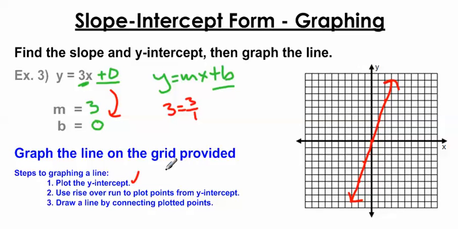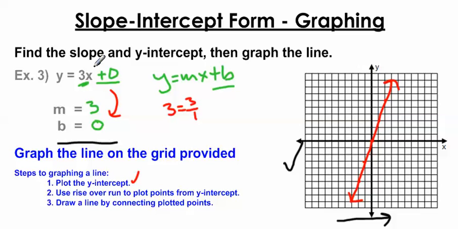And so let's double check this. Is the slope positive? Is it going up from left to right? Yes, so it's positive. The slope is 3, which is 3 over 1. It's going up 3 over 1, up 3 over 1. That looks good to me. And then the y-intercept is 0. Is it crossing at the origin? Yes. And so this is the line graphed from the equation y equals 3x.